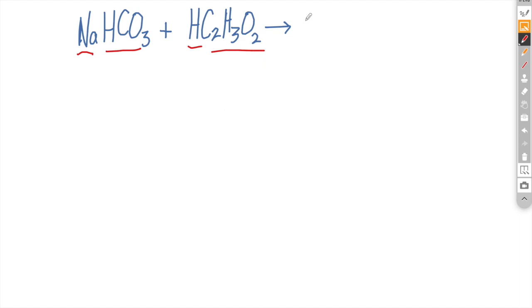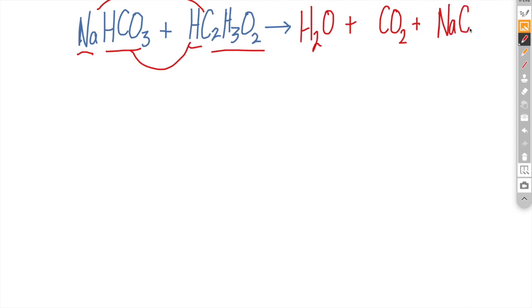So when the H is partnered with the HCO3, it becomes H2CO3. That's called carbonic acid, but then that breaks down into carbon dioxide and water. Carbonic acid is what you find in soda, in all those fizzy drinks that you drink. And then sodium gets paired with the acetate ion to make sodium acetate. Again, that part you don't need to know. You just have to write this formula down.